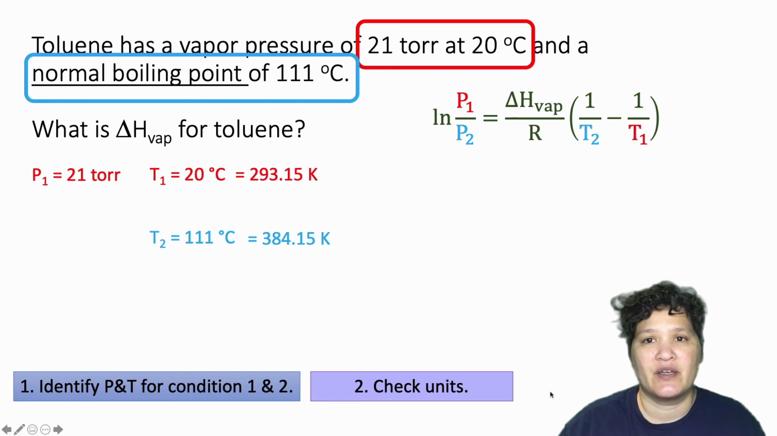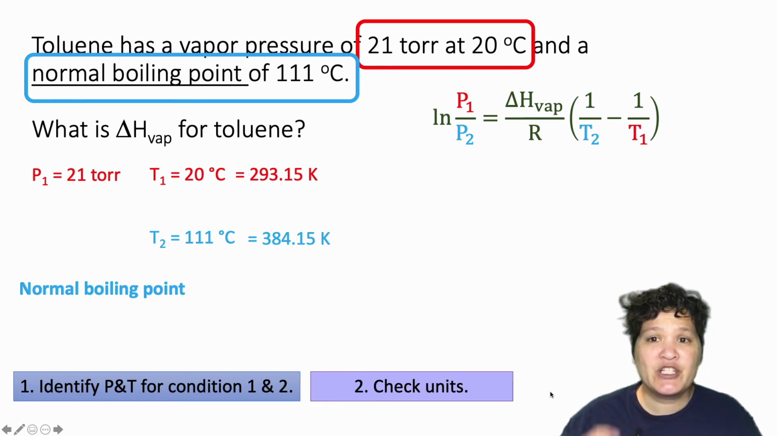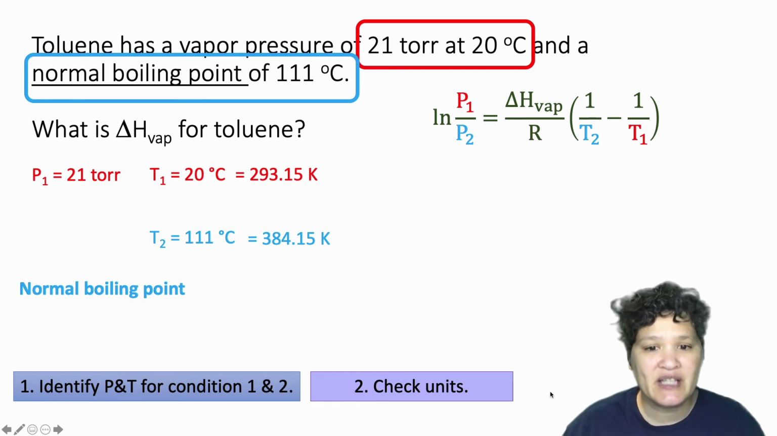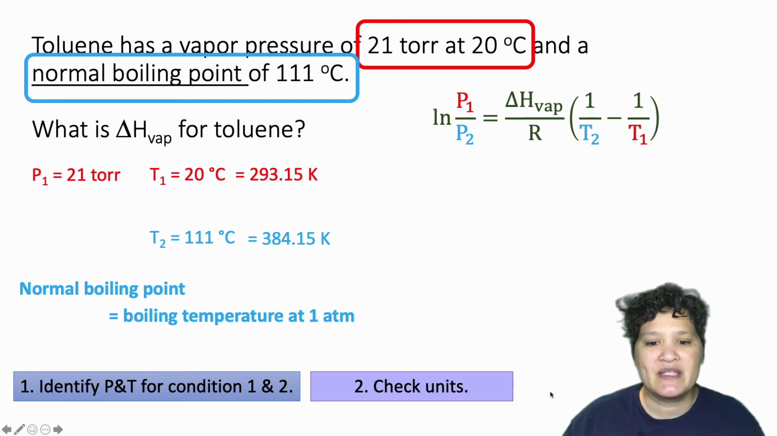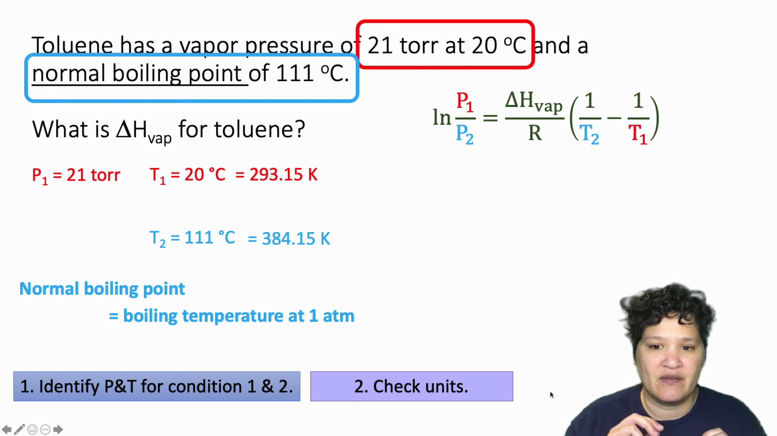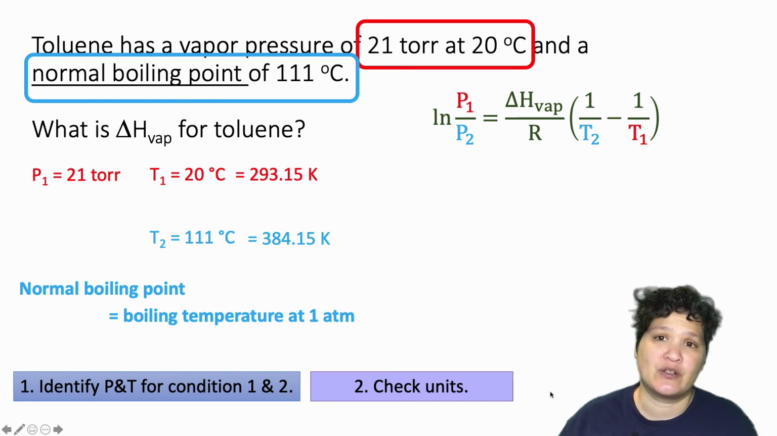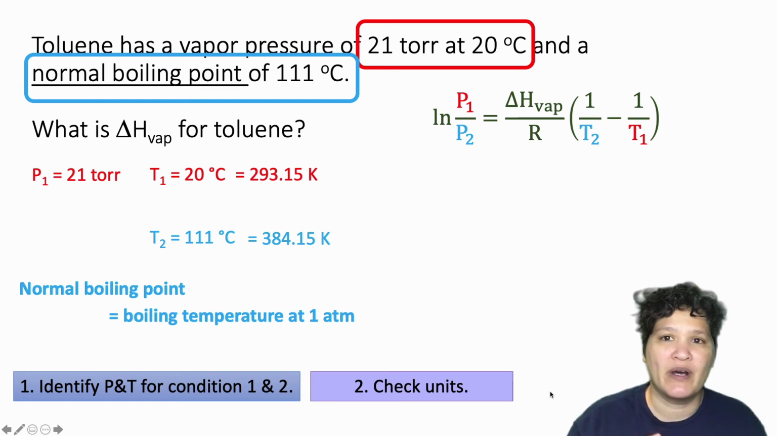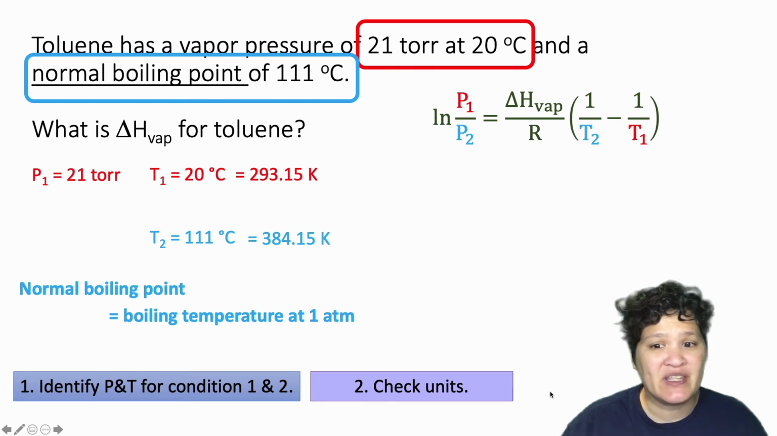Well, this says normal boiling point, which is a phrase you see a lot in Clausius-Clapeyron problems. What that means is the temperature at which that substance boils at sea level, 1 atmosphere of pressure. Pressure 2 then is 1 atmosphere. But we can't use it that way in the problem because our other pressure is in torr.